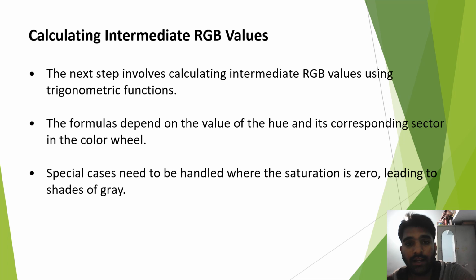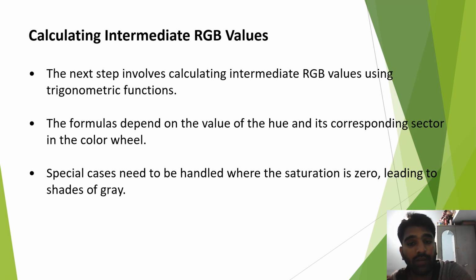Calculating intermediate RGB values. The next step involves calculating intermediate RGB values using trigonometric functions. The formulas depend on the value of the hue and its corresponding sector in the color wheel. Special cases need to be handled where saturation is 0, leading to shades of gray.